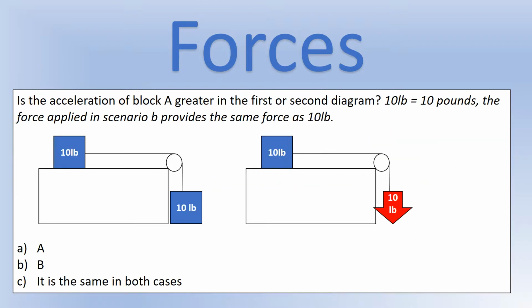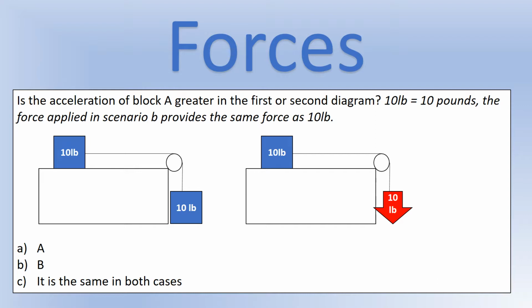Okay, so we have two scenarios. So we have on the left, we've got two blocks, each of them 10 pounds, and they are connected over a pulley. And then another scenario, we've got a 10-pound force, again with a string over a pulley, but this time it's just connected to something applying a 10-pound force. So the question is the acceleration greater in the first scenario, scenario A on the left, or the second scenario, scenario B on the right, or are they the same in both cases?